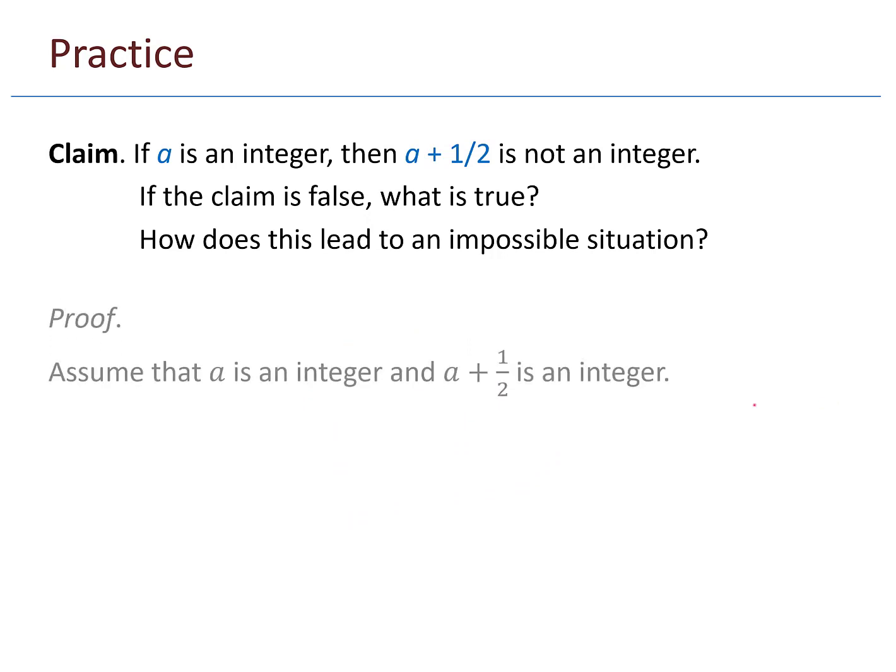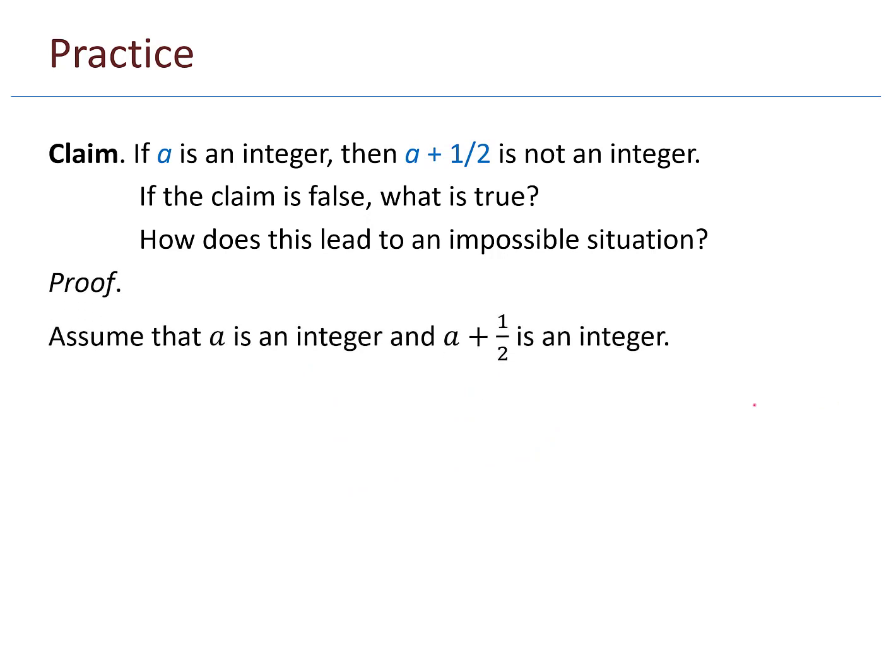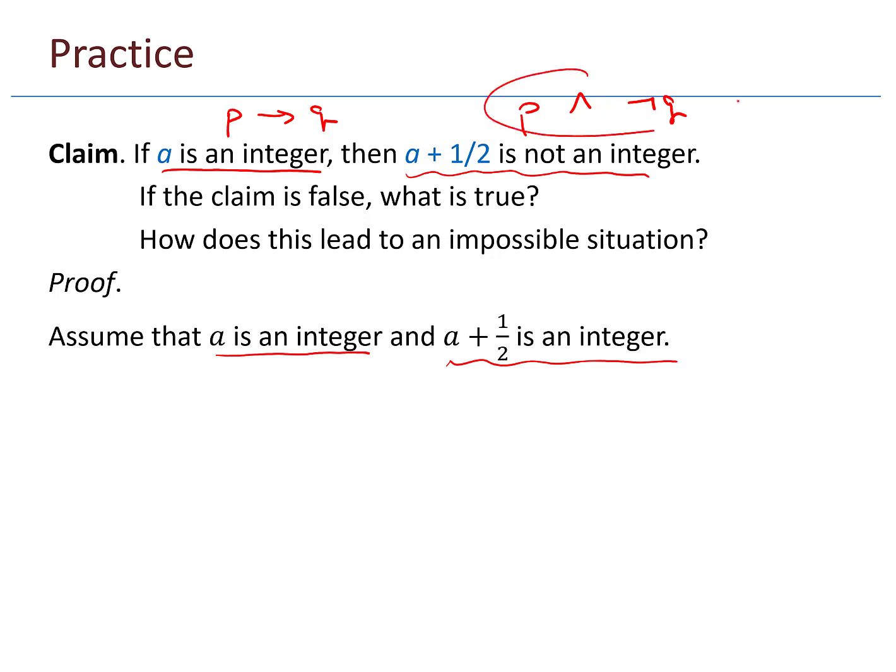Let's see. Proof. Assume that a is an integer and a plus 1/2 is an integer. Look what I'm doing here. I'm keeping my hypothesis, but I'm negating the conclusion part. This claim is set up in the form P implies Q. If a is an integer, then a plus 1/2 is not an integer. And do you remember how we negate an implication? The negation of an implication is P and not Q. So this is the form of the assumption that I'll make. A is an integer and a plus 1/2 is an integer.